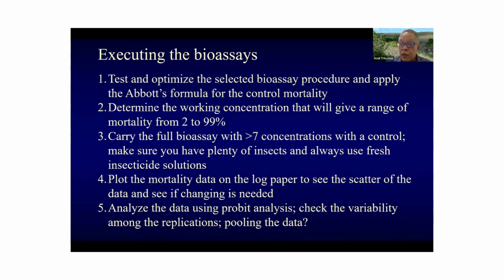Second, determine the working concentrations that will give a range of mortality from 10 to 90%. This is really referring to area 2 that I described at the beginning of my slides. So 2 to 99% is going to be a good number if we are to run the bioassay and then estimate the LD50. Carry out the full bioassay with at least 7 concentrations plus the control. Make sure that you have plenty of insects and always use fresh insecticide solution.